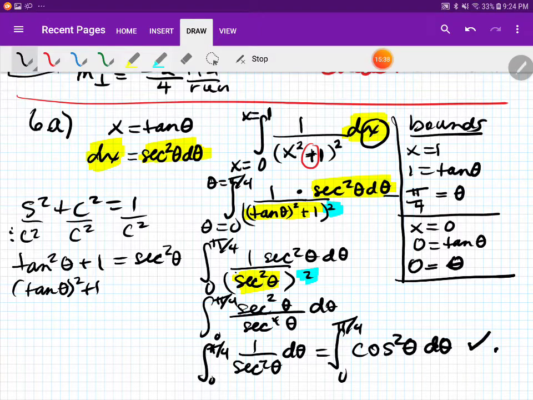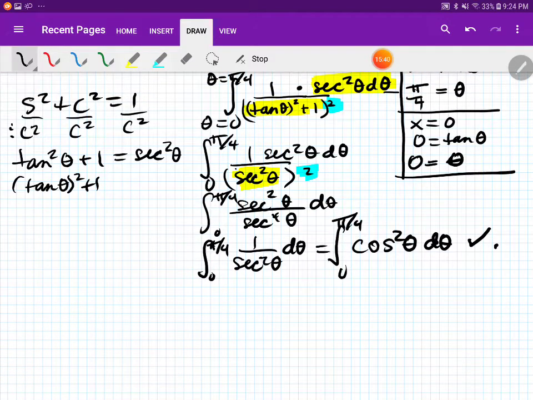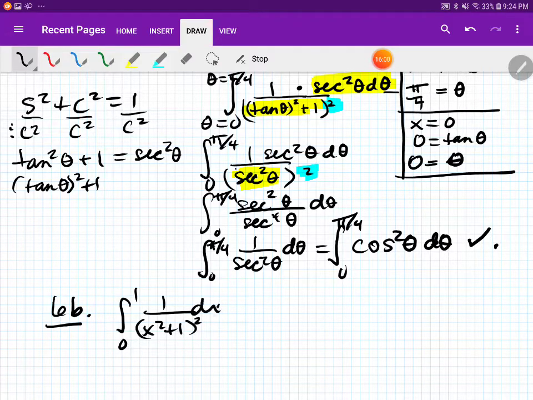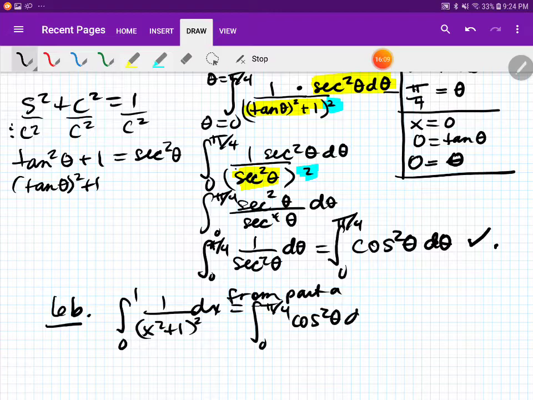So check. Now, it is possible that if you did not know how to do number 6a, you could still use 6a to do b. If they give you something in a and you don't prove it, you can still use it for b. So this is 0 to 1, 1 over x squared plus 1 squared dx. So this is from part A. From part A, that's 0 to pi over 4 cosine squared theta d theta.